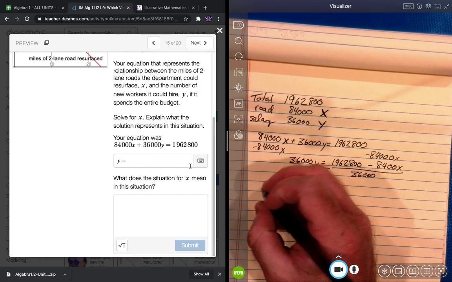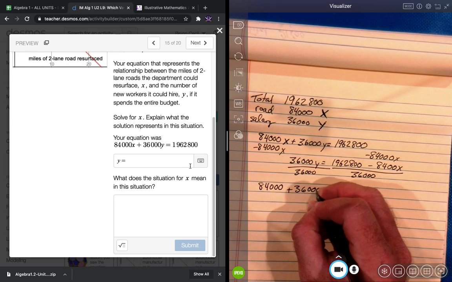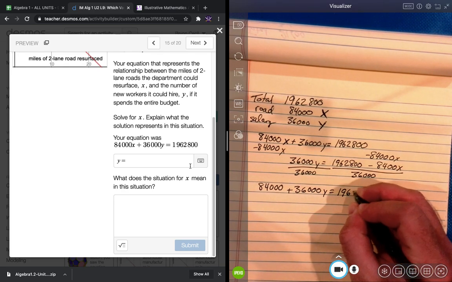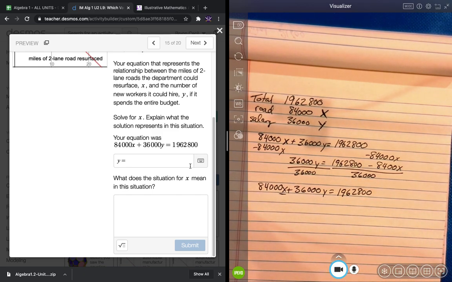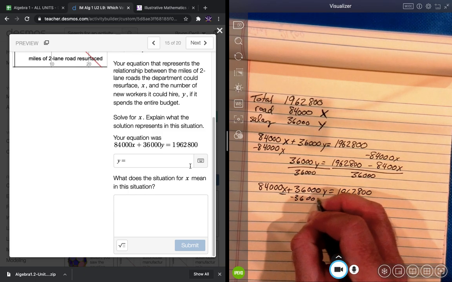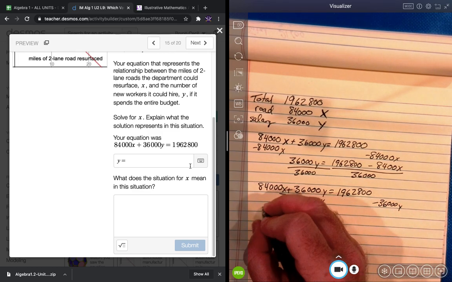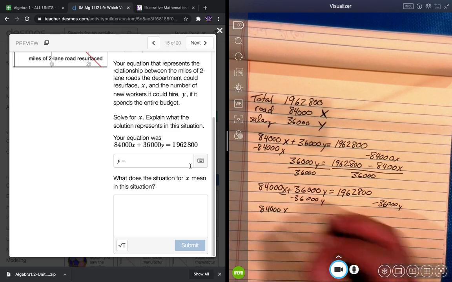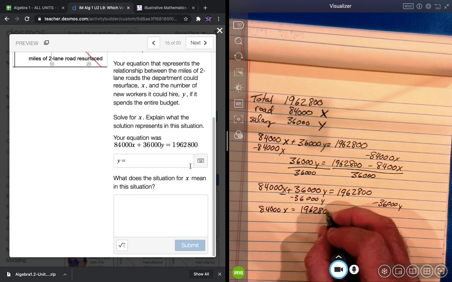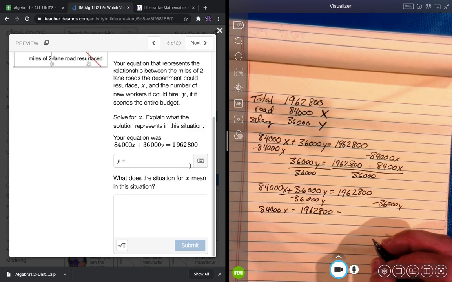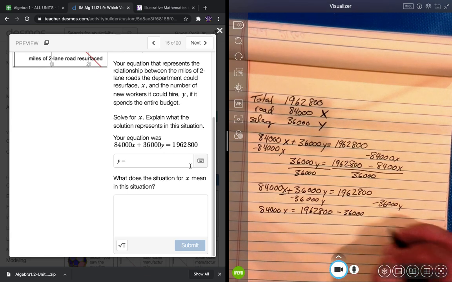now we're going to solve for x. So we take that equation and we're going to solve for this guy right here. So let's move the 36,000 over. So now I have 84,000 x equals 1,962,800 minus 36,000 y.